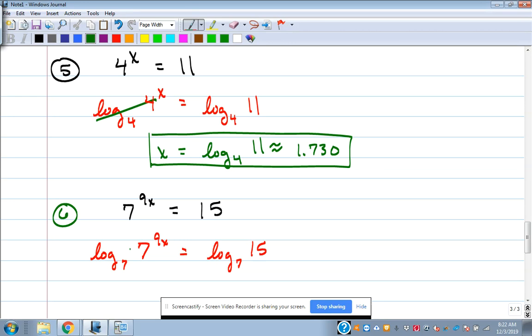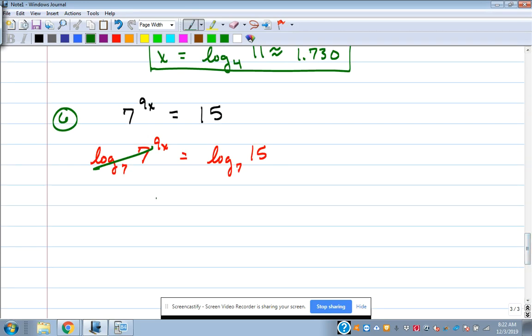Again, it's an operator. It cancels out that base of 7. And I get 9x is equal to log base 7 of 15, which is a number, right? But x isn't by itself yet. So we don't want to get the decimal approximation until we get x by itself.